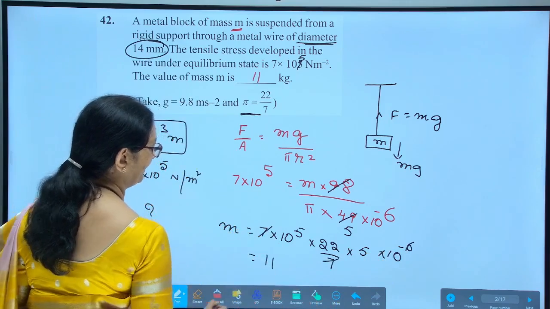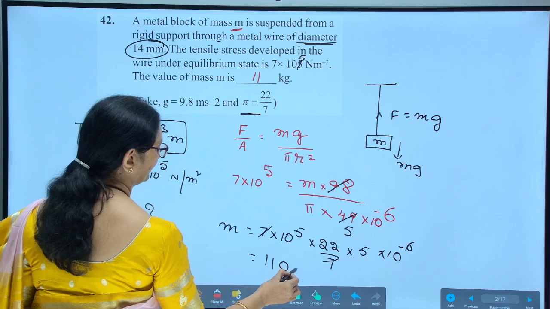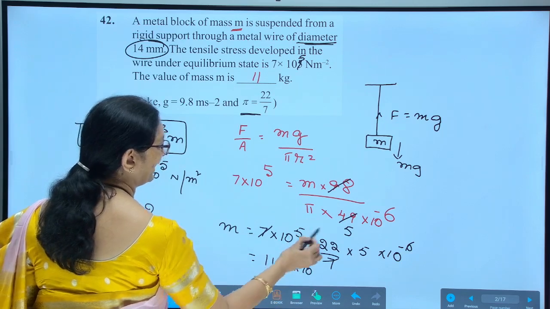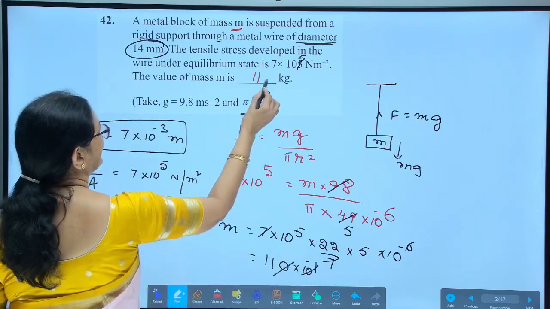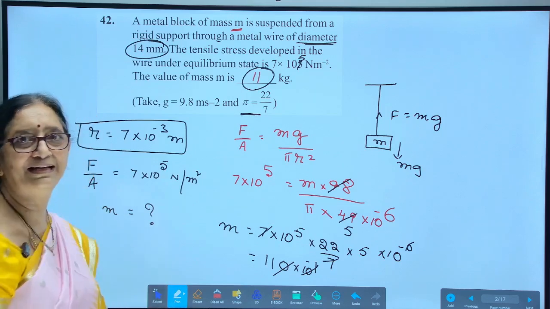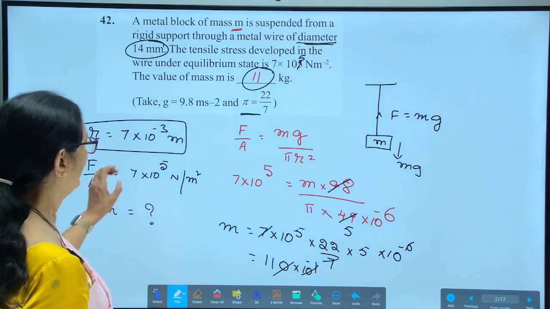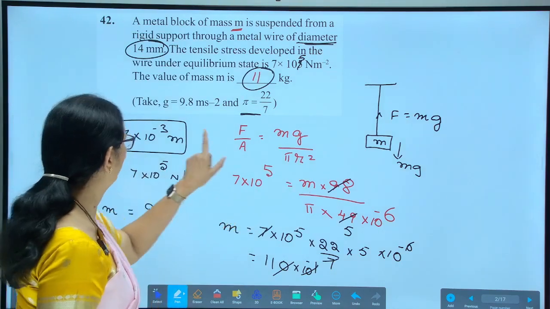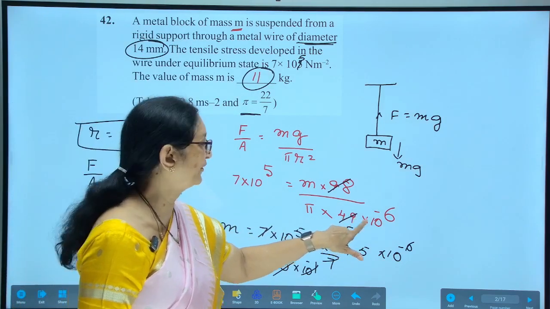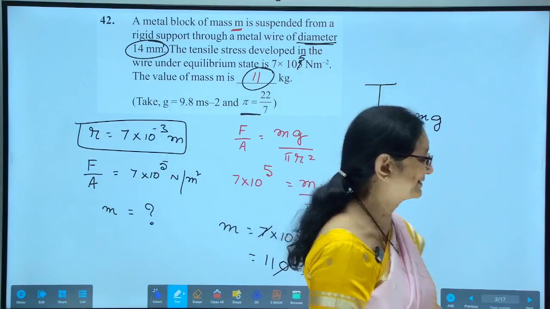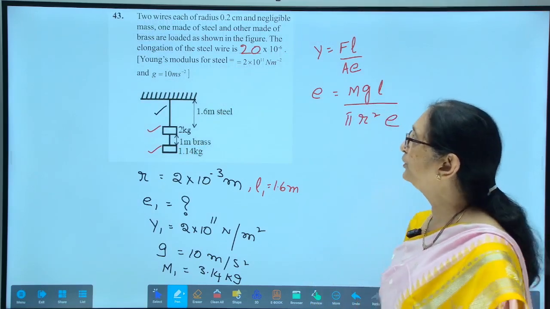It is 110 into 10 power 5 into 10 power minus 6, which is 10 power minus 1. This and this get cancelled. It is just 11 kg. Okay. So, pi r square, r is 7 into 10 power minus 3, r square is 49 into 10 power minus 6. Okay. Move on to the next problem.